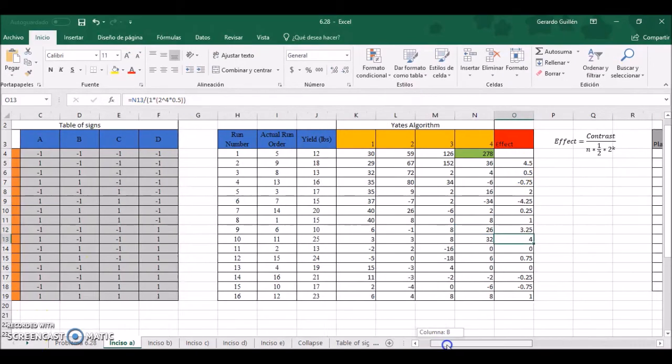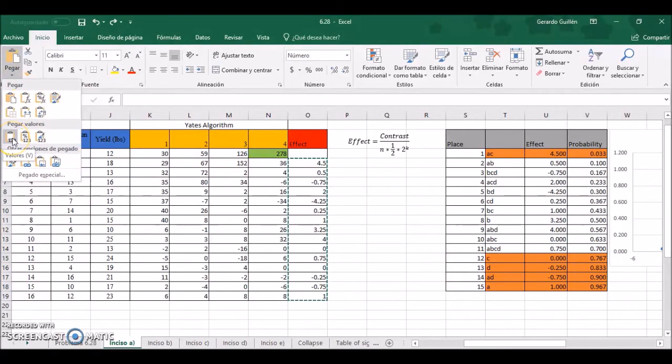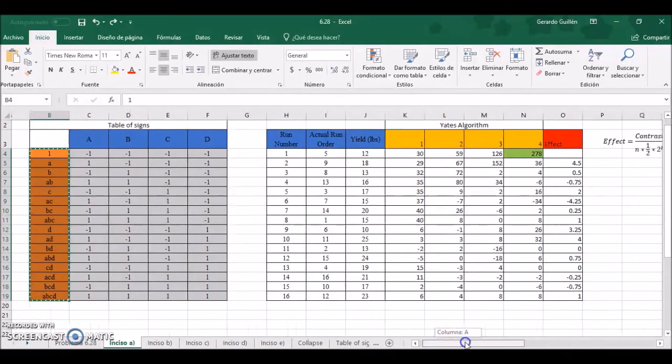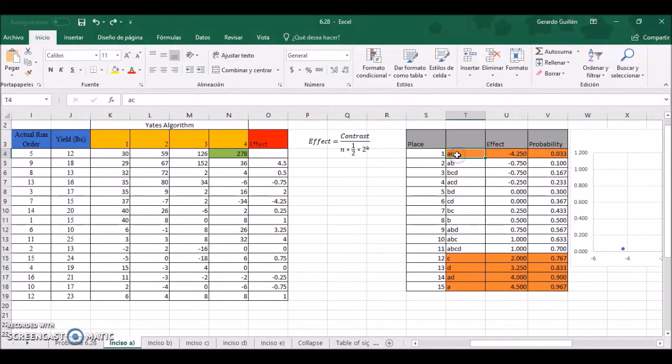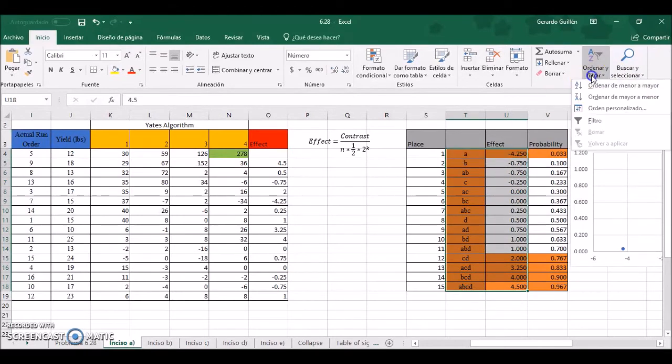Once we get the effects, we are going to paste them in a new table, but you need to paste just the values. And also you're going to copy the sources and paste them in here. The next thing you're going to do is select the sources and the effects, and sort them from the minimum value to the maximum value.